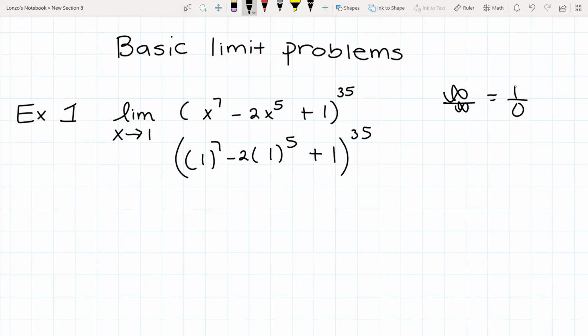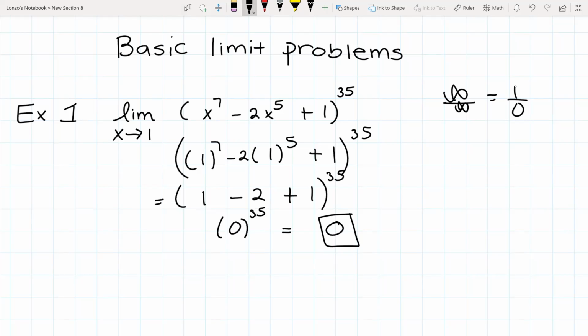Okay, so we do order of operations and we do the inside parentheses first. So this would be 1 to the 7th is 1. 1 to the 5 is 1 times -2 is -2. Plus 1 raised to the 35th. So this would be 1 plus 1 is 2, which is -2, so that's 0 raised to the 35th. So 0 raised to the 35th is just going to be 0.